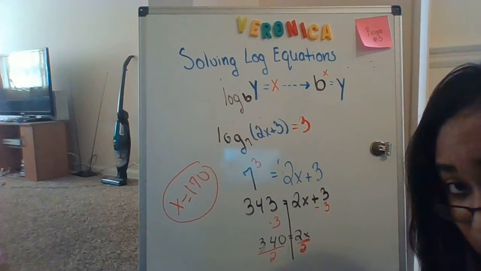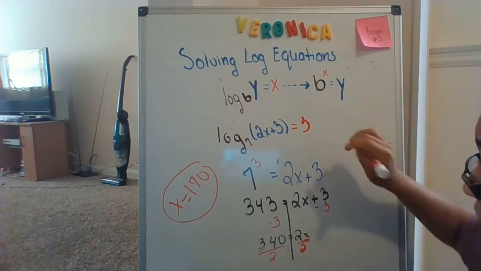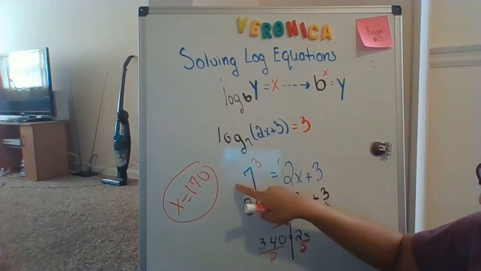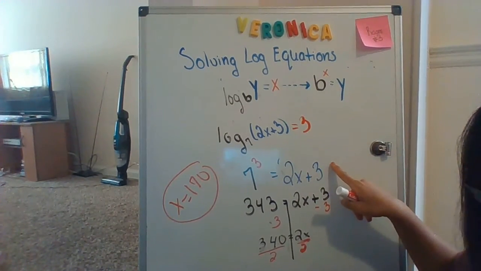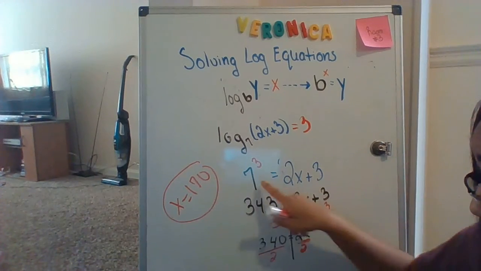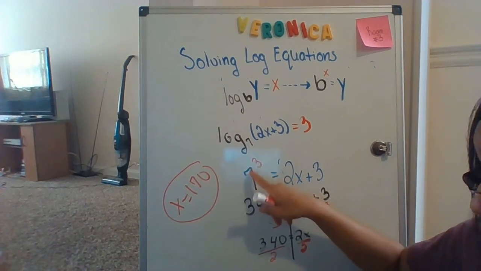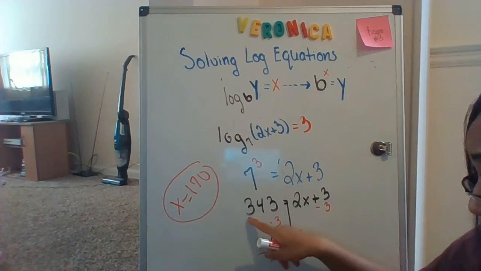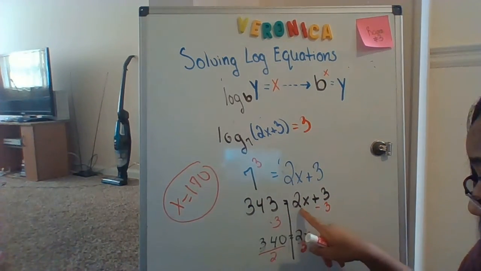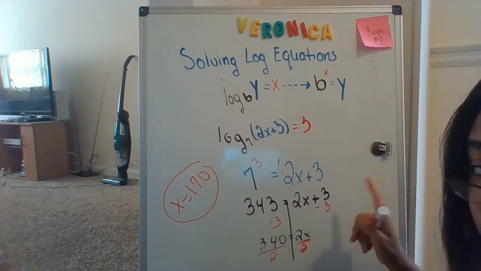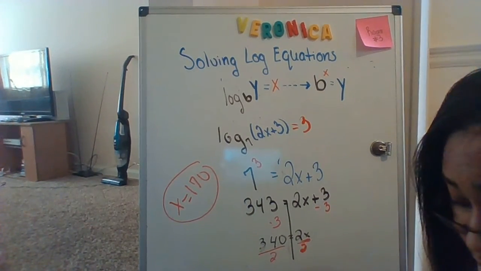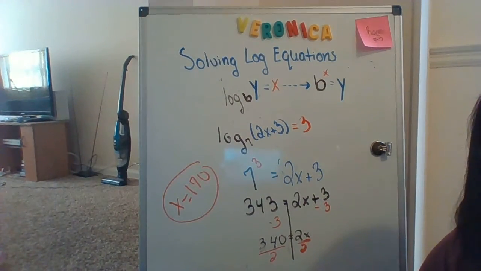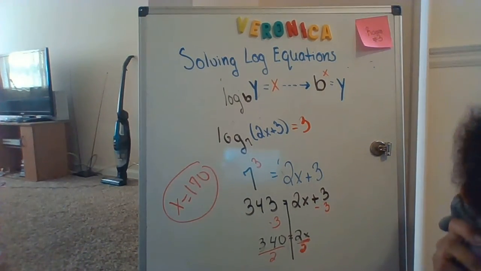I'm going to review that again. First thing you want to do is take your log expression and make it an exponential problem. Then whatever you get over here, you want to simplify whatever that exponent expression is. So this gave me 343. I bring down anything I haven't used. Use your Algebra 1, pre-algebra, and Algebra 2 skills in order to solve the equation for x.